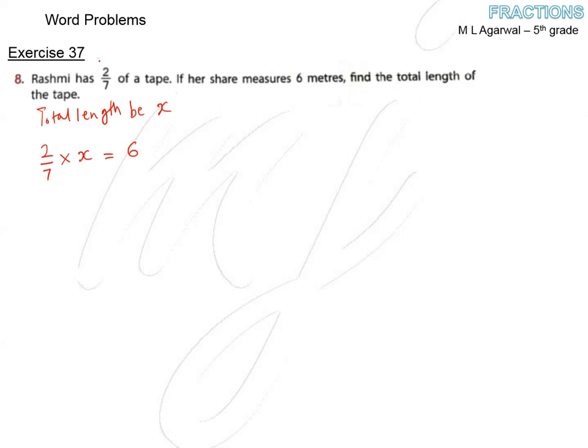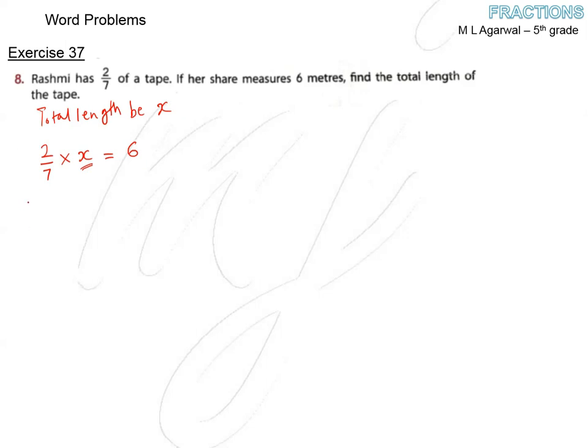2/7 of the total tape. So 2/7 into x. I have taken the total length as x. So 2/7 of x is 6 meters. Now I have to find the value of x and I will get the total length. So how do I find? Here it is multiplication. So I want to remove this 2/7. What can I do to make this 1? I can multiply it by 7/2 on the left hand side.